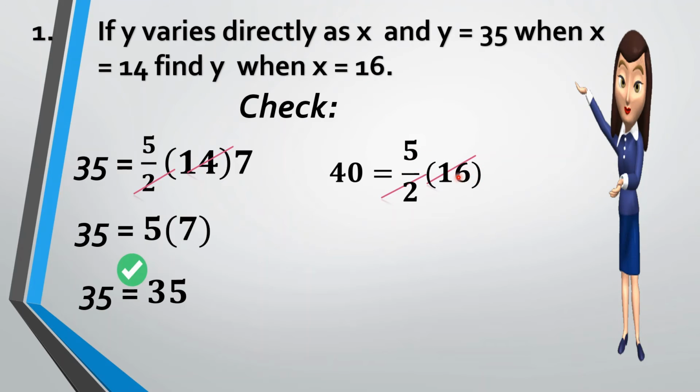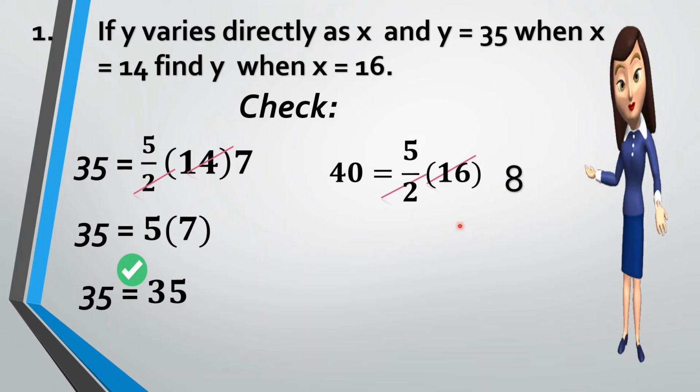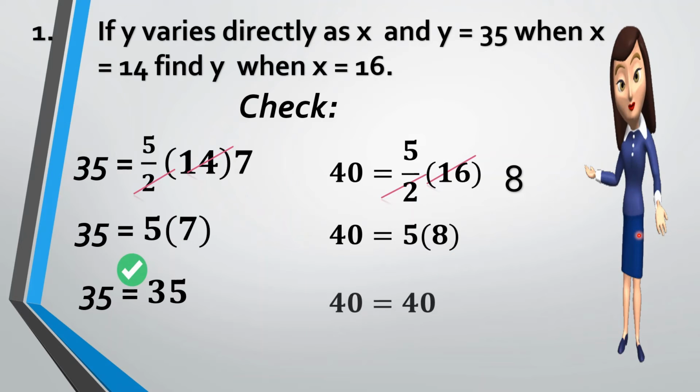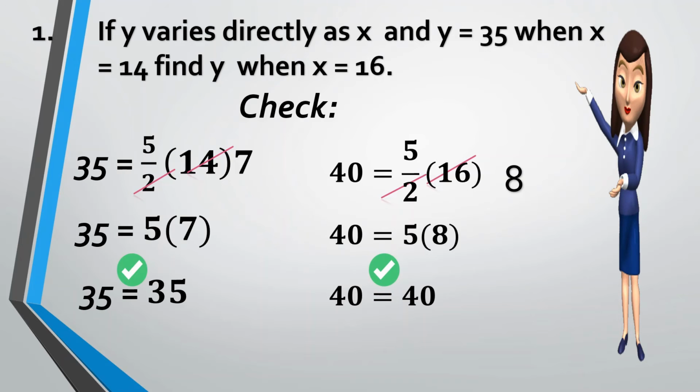So, this is 16. So, you're going to cancel this. 16 becomes 8. And then, 40 is equal to 5 times 8. Then, 5 times 8 is 40. And that is check. Meaning, our answer is correct.